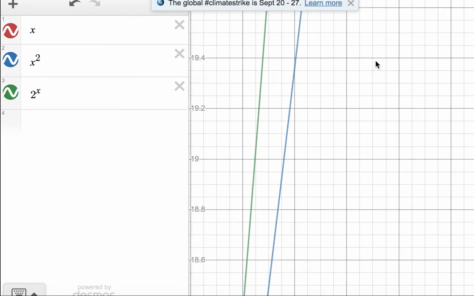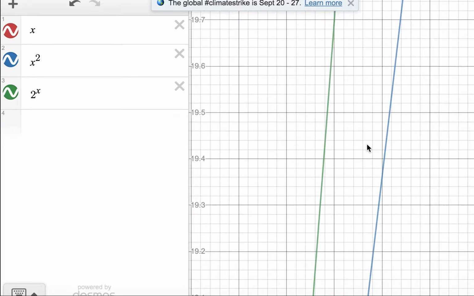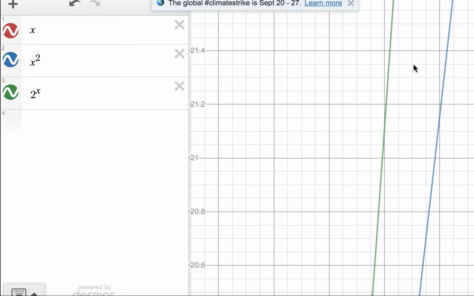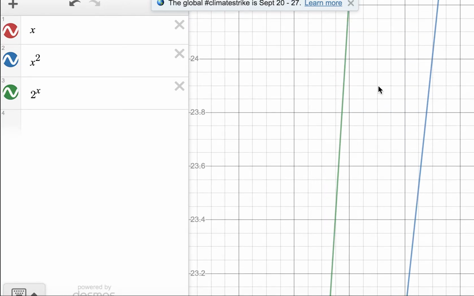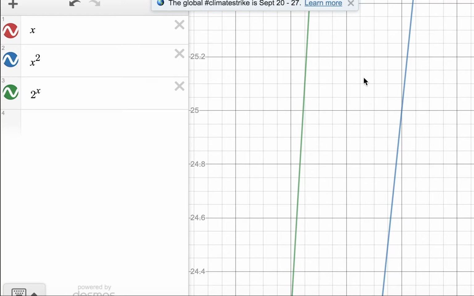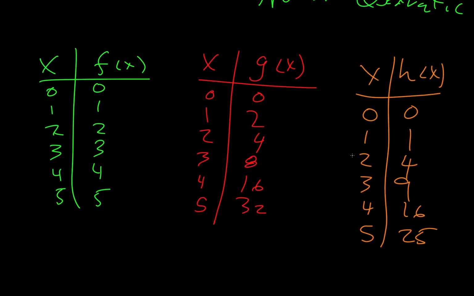And so if we keep going, and we go up here, we're going to see that the green one is going to keep getting steeper and steeper and steeper, and that is a characteristic of exponential functions. So exponential will eventually become the steepest every time. So if we're comparing linear, which is the red one, quadratic, which is the blue one, and exponential, exponentials will always become the steepest in the end, even if they don't start out that way.